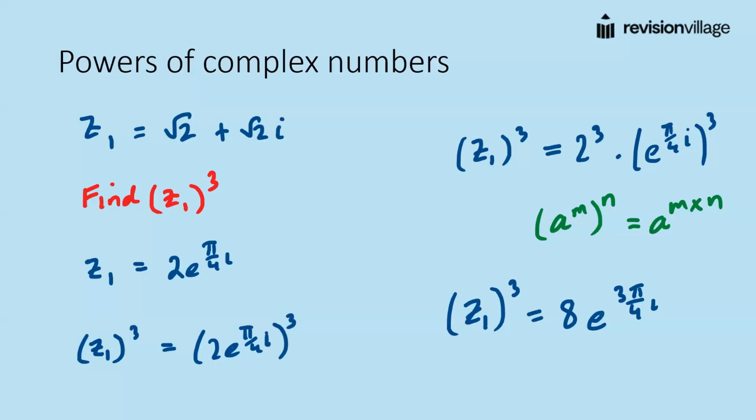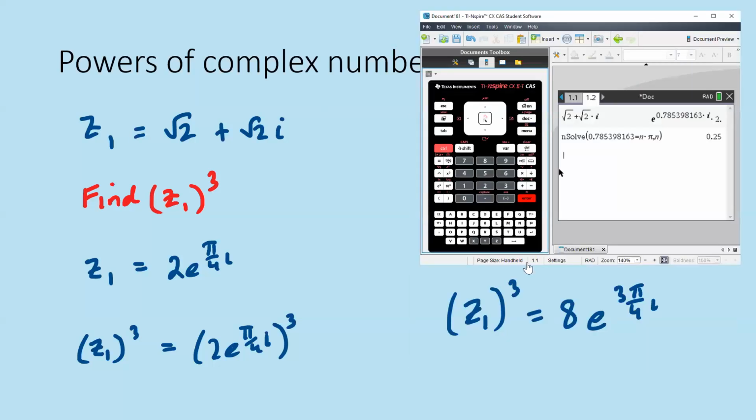So just quickly now, I'm going to go back to the calculator, because we've just written here z1 cubed equals 8 times e to the power of 3 pi over 4 times i. And what we want to do is write down z1 cubed. We were given the question in rectangular form, so we should always answer in rectangular form. It's just another good idea in the exams. Whatever form you're given a question in, you should be answering in that form.